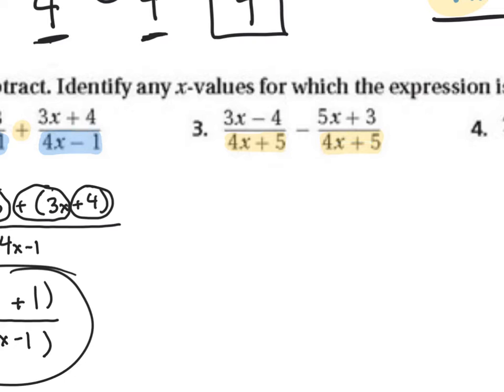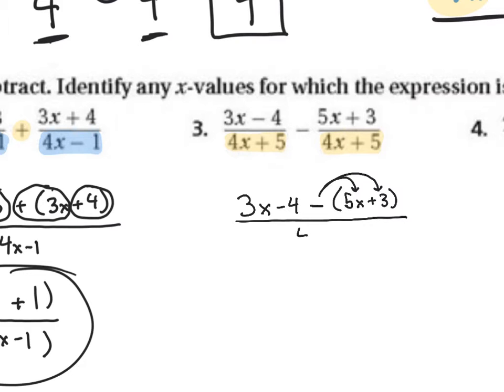4x plus 5, great. Denominators are the same. What does that give us the right to do? Put the tops together. 3x minus 4 minus, check this out, 5x plus 3. Now this is a little tricky because it's minus the entire group, which means I am going to have to distribute that here in just a moment.